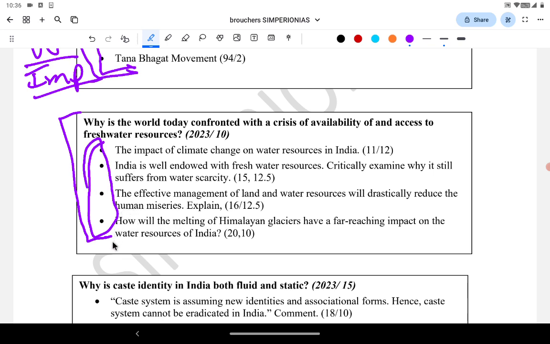One of the ways of asking this is the melting of glaciers in the Himalaya, and it has impacts on water resources. And another time they have asked, effective management of land and water resources will drastically reduce human miseries. Explain. India is well endowed with freshwater resources. Critically examine why it still suffers from water scarcity. Same. Though India has a lot of freshwater resources, why does it have a problem accessing fresh water? And what is the impact of climate change on water resources in India? The same questions. If you have prepared answers for these 4 questions, you could have easily answered this question.